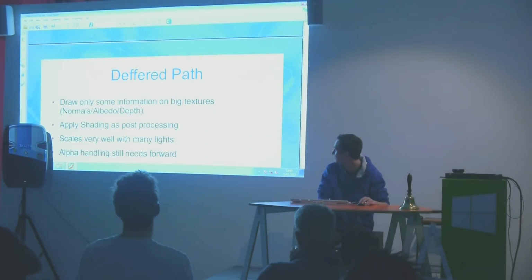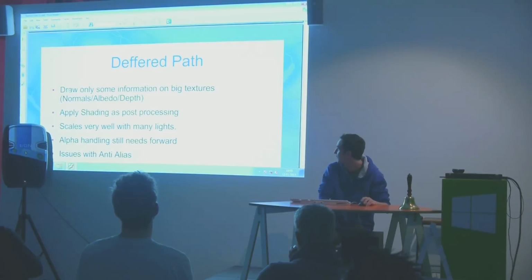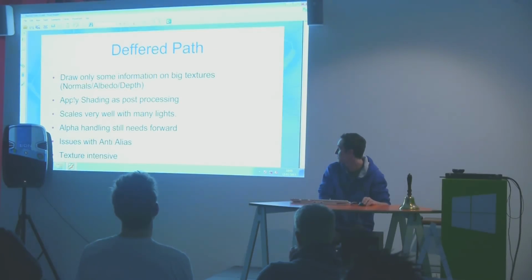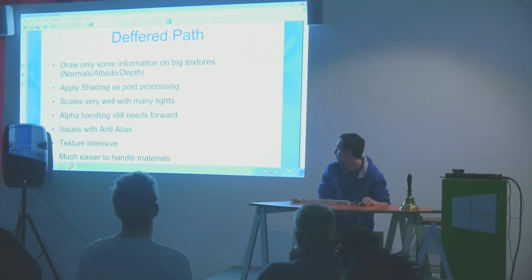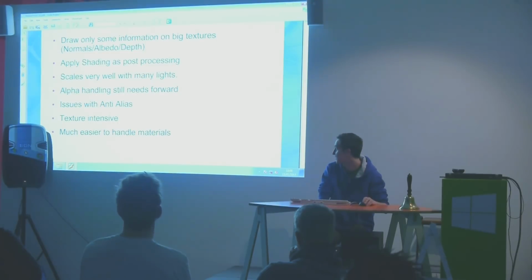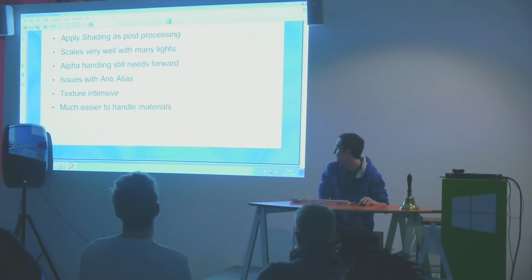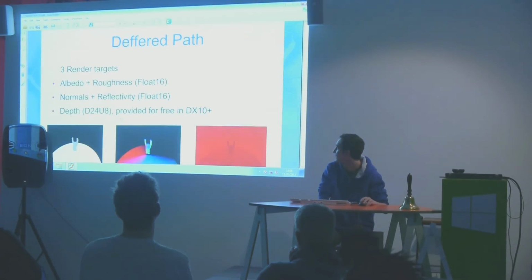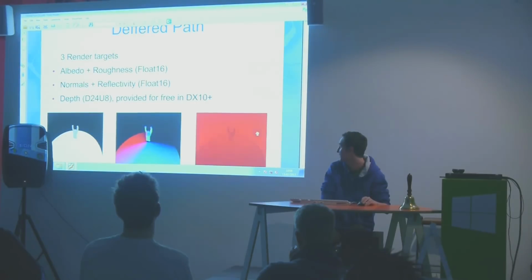And now the deferred pass is a bit different. You draw information and all the rest is done as post-processing, which allows you to use a pretty much unlimited amount of lights. You have a bit of an anti-aliasing issue, which is not that true anymore. It's very texture intensive, but then it's much easier to handle materials. So that's how a basic deferred renderer looks.